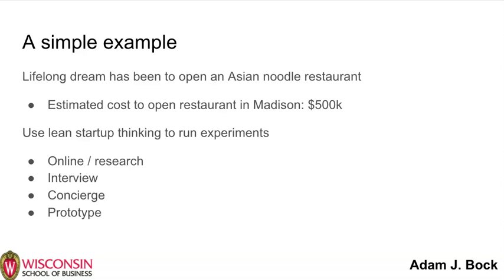But on the other hand, it is also possible that you don't have access to that kind of capital, or you simply aren't sure that it's a good idea to make that kind of investment at this point in time. And so the idea here would be to use lean startup thinking to run experiments to make sure this is going to work before you put that kind of capital into it. And so we're very briefly going to talk about 4 pieces of this lean startup approach: doing some online research, talking a little bit about interviews, the concierge theory, and then a prototype.